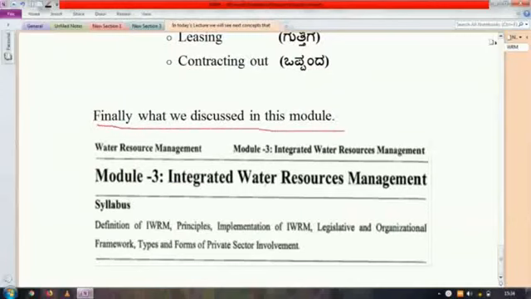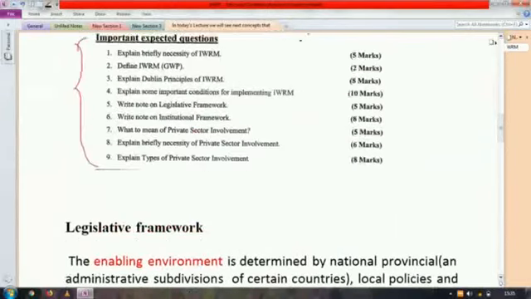So finally, what we discussed in this module: we went through the definition of water resource management, then what integrated water resource management is, the definition of IWRM, the principles of IWRM, the implementation of IWRM, the legislative and organizational framework and their meaning, then the types and forms of private sector involvement in IWRM. We have covered all these concepts in detail. Then we will discuss some important questions.